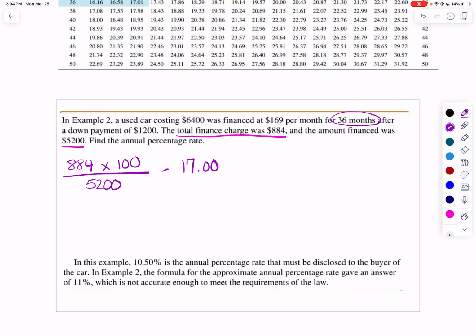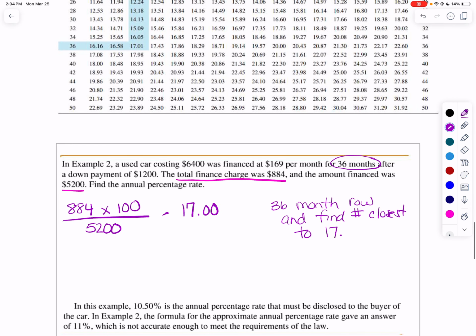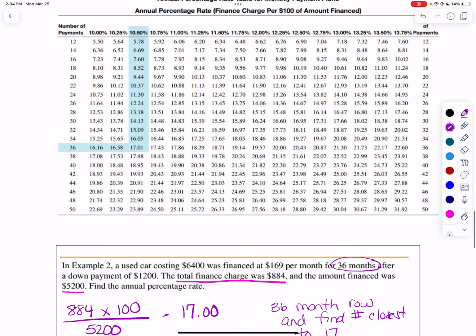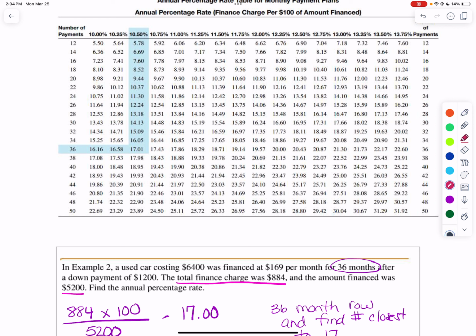Now remember, this was for 36 months. So I'm going to go up on the top, look at the 36-month row and find the number closest to 17. You can see this one is already highlighted. I'm going to just make it a little bit darker here. 36 months. And then the number that is closest, I can come up here and find the percentage is 10.5%.